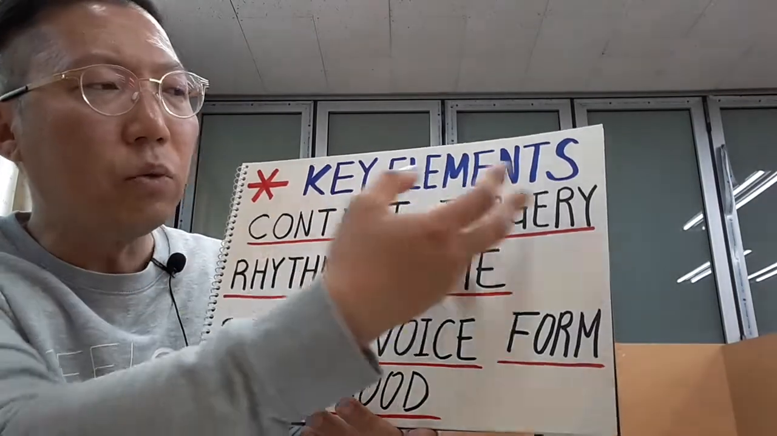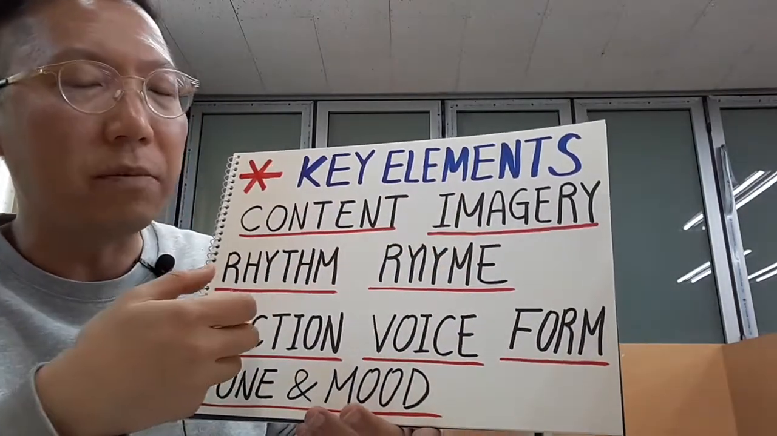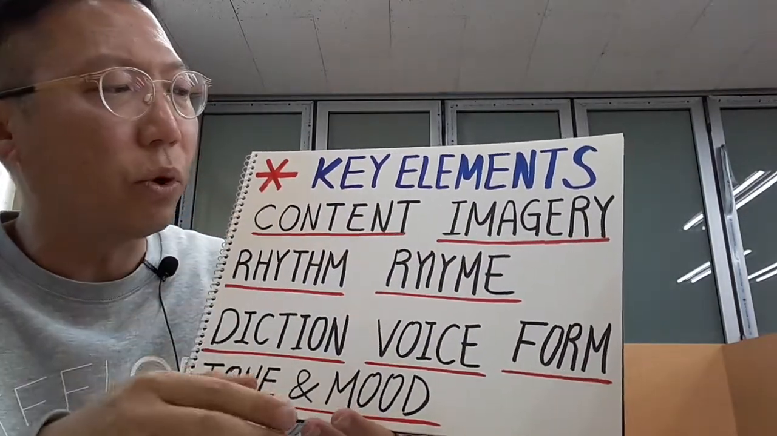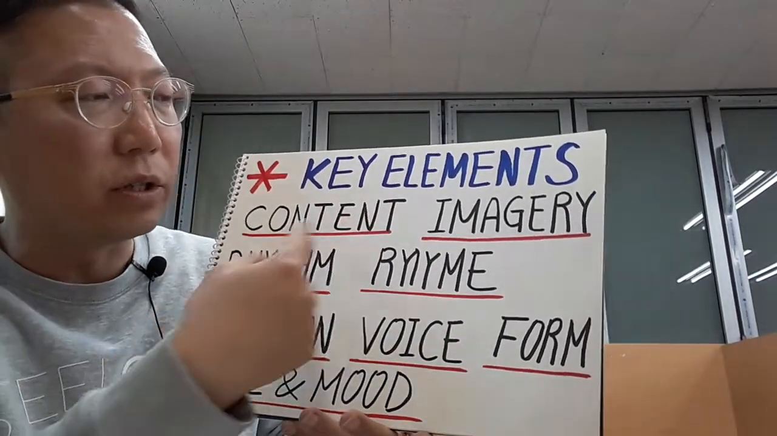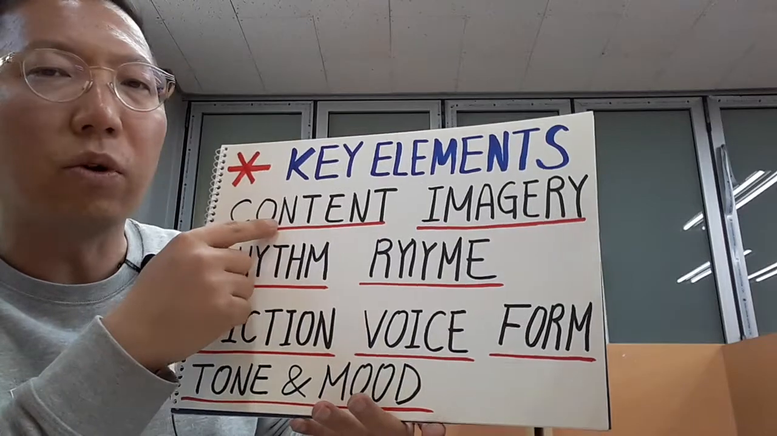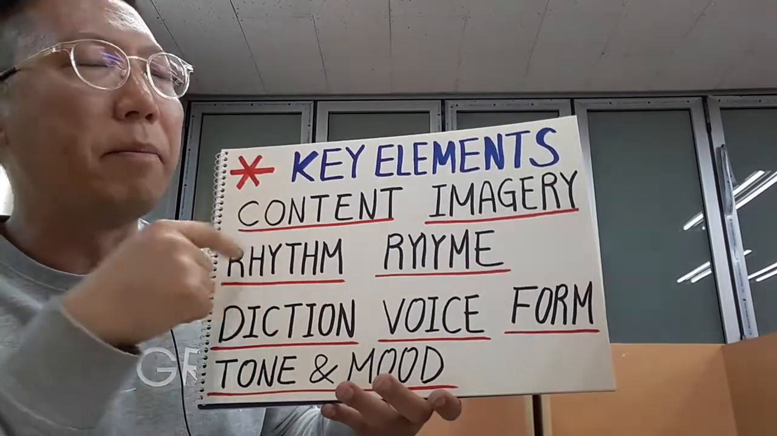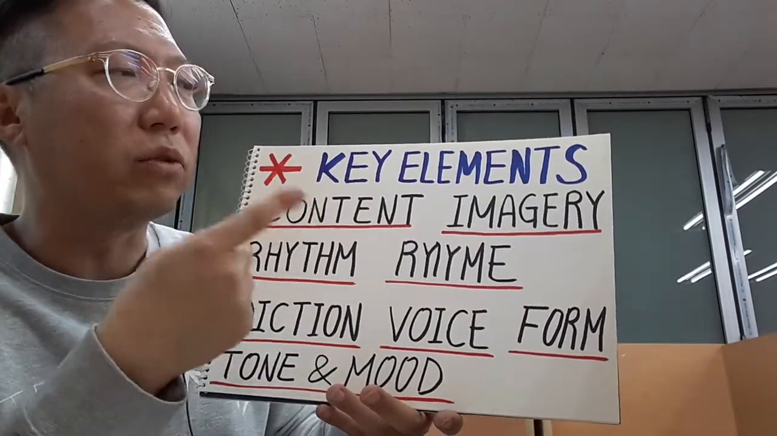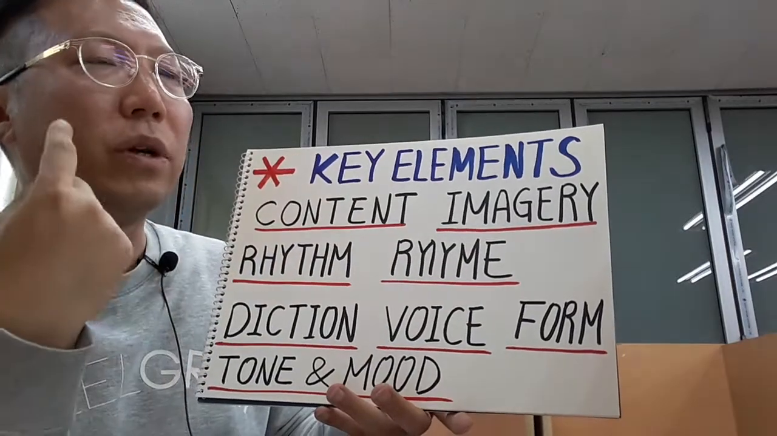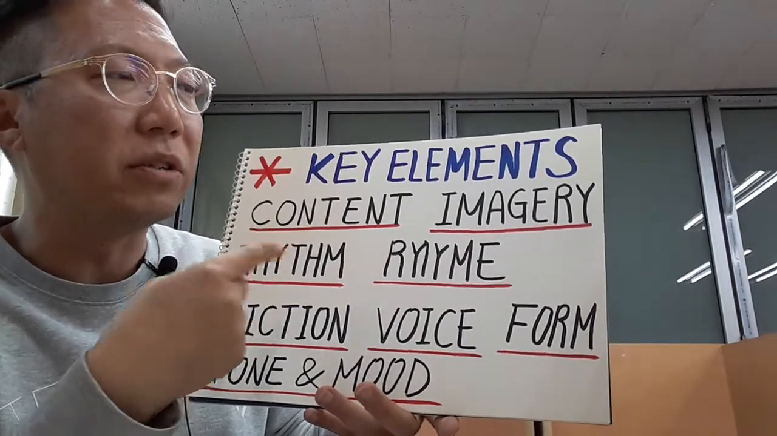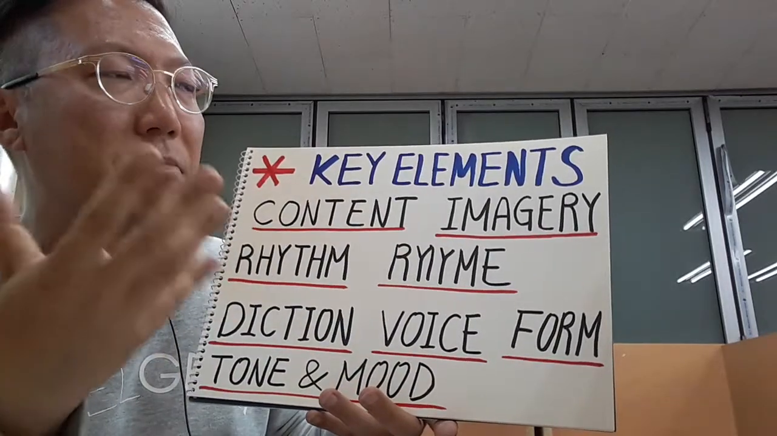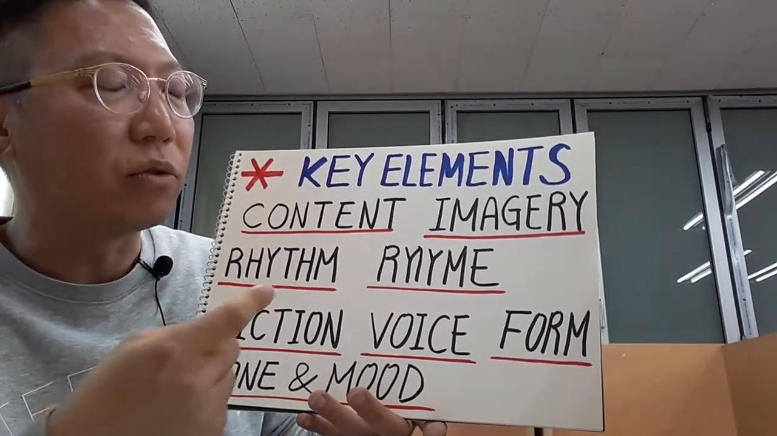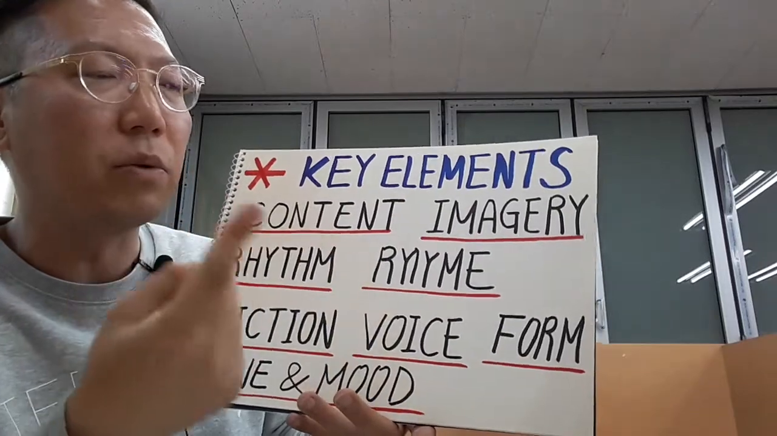So we'll deal with each and every one of these key elements more in depth in due course. But at the moment, let me just briefly touch upon each category, each element. Content is, of course, the main message or story, the main meaning that the poet tries to deliver to the audience. So when you try to understand the meaning or message of the poem, you need to think about what the main message is that this poet is trying to deliver to us. Thinking about content will definitely help you.